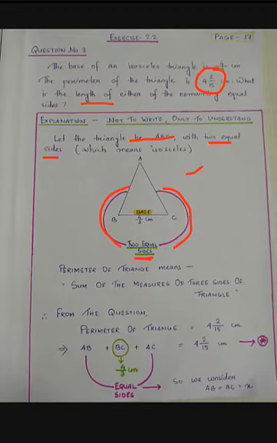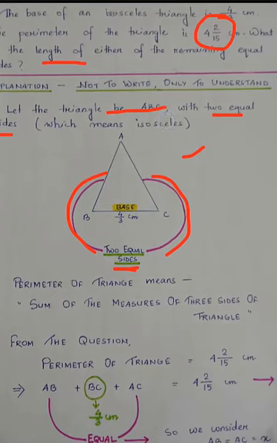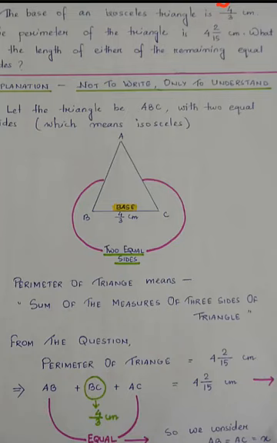Okay, so this represents an isosceles triangle. In our question, the base is given to be 4 by 3 centimeters. That means the measurement of this side is 4 by 3 centimeters. This is the base and its length is given to be 4 by 3 centimeters, while we do not know the values of the measurements of these two sides.